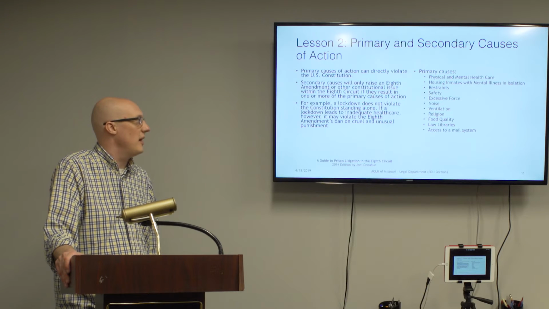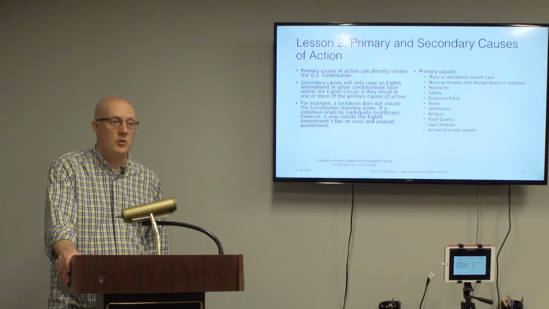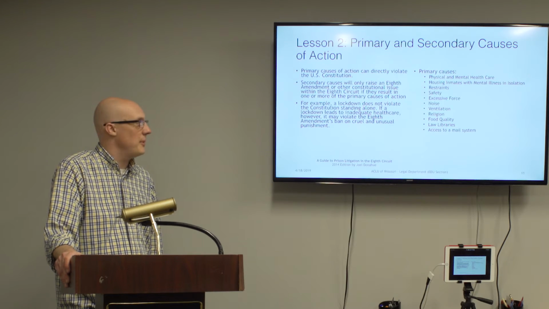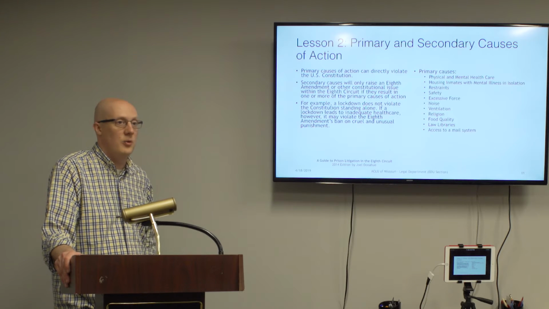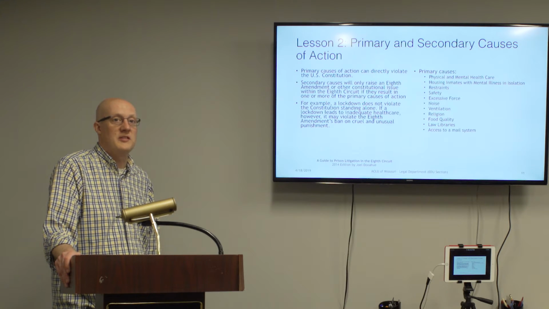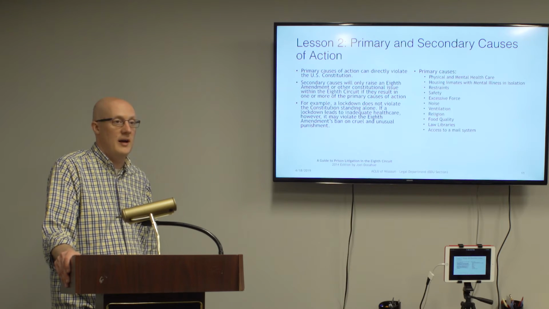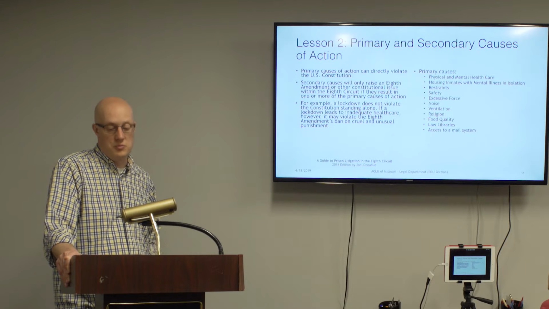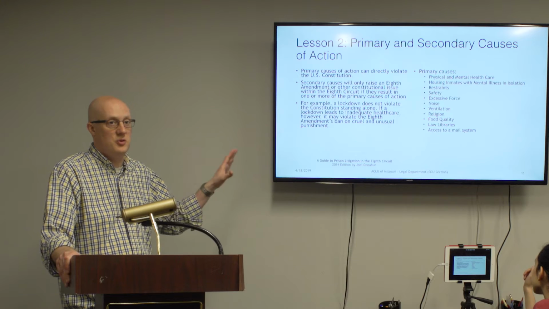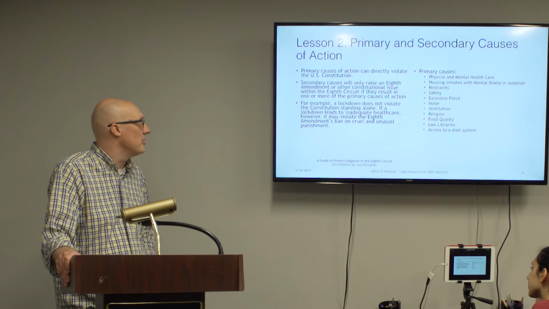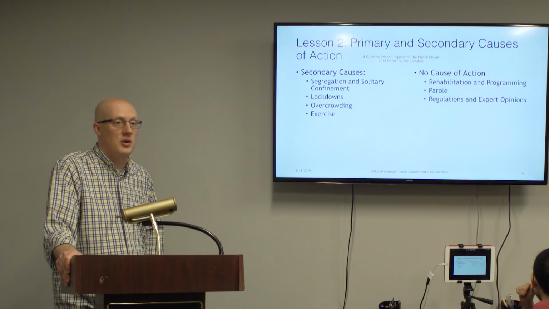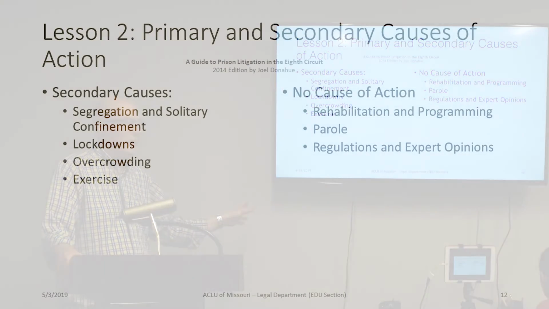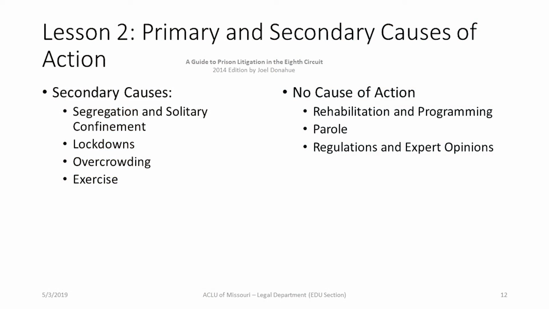The prisoners do have access to the courts, but that does not mean they're required to have access to law libraries. Access to the mail system is another area where prisoners do not have a whole lot of rights. So these are the primary causes of violations to constitutional rights. The secondary causes here are things that will cause primary cause violations.